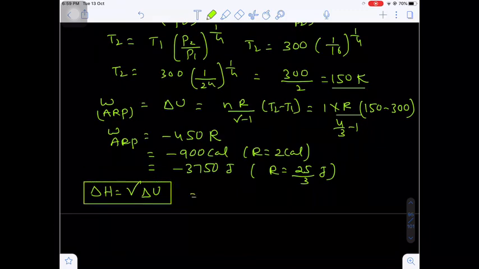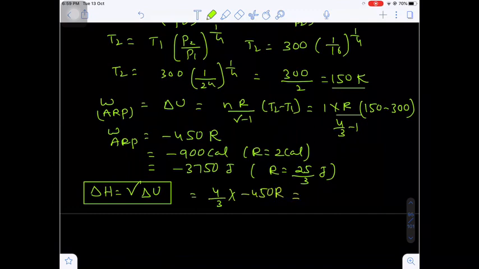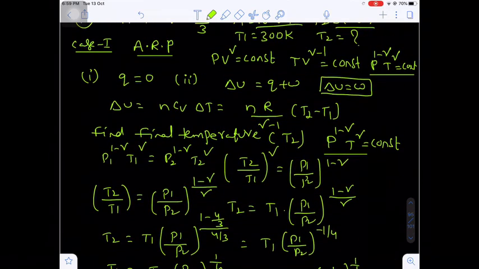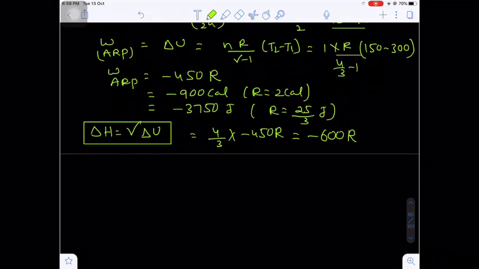Now here the gamma value is 4 by 3, into the del U value, minus 450 R. So finally you will get minus 600 R. Are you getting my point? So this is completely regarding the adiabatic reversible process.